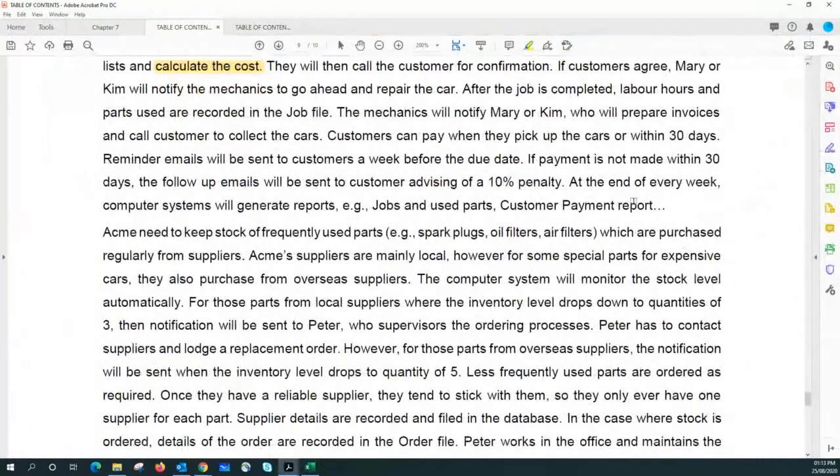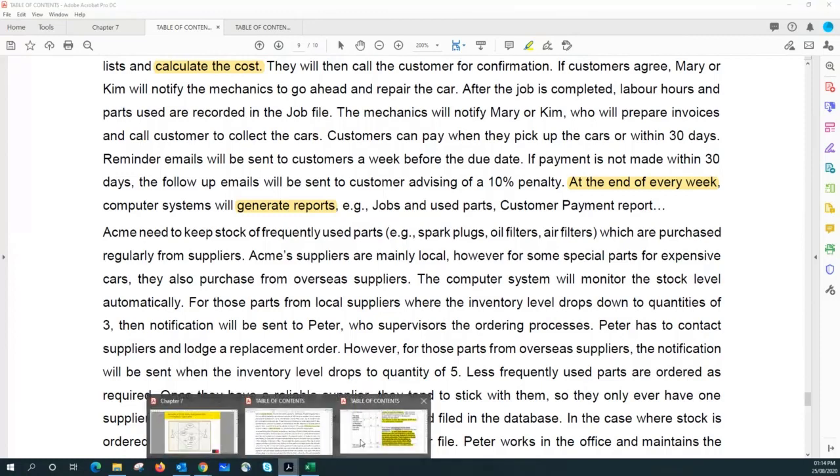Right. And then what else? Now let's go to at the end of every week. So at the end of every week, the computer system will generate the reports. So generating the reports, that is another use case, right? Now this one is an automatic process, handled by a temporal event. Remember the temporal event, right?